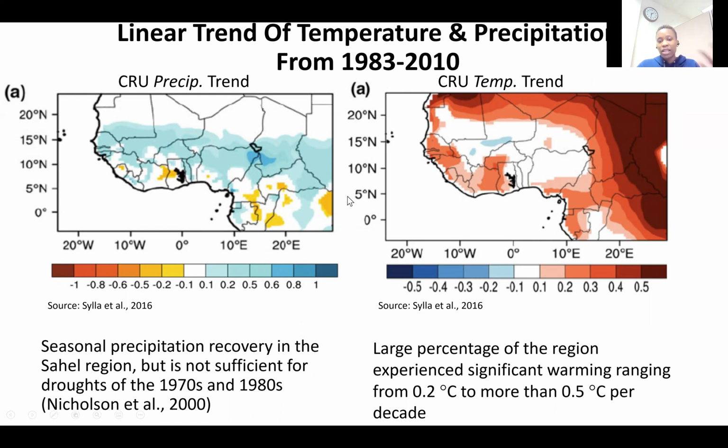And so we are more likely to get more drought in the future. While on the right-hand side, we can see temperature trend from the same data source. And we can see that a larger percentage of the West African region is experiencing significant warming, ranging from about 0.2 degrees Celsius to more than 0.5 degrees Celsius per decade, which is a high rate of increase when compared to the global rates of warming.